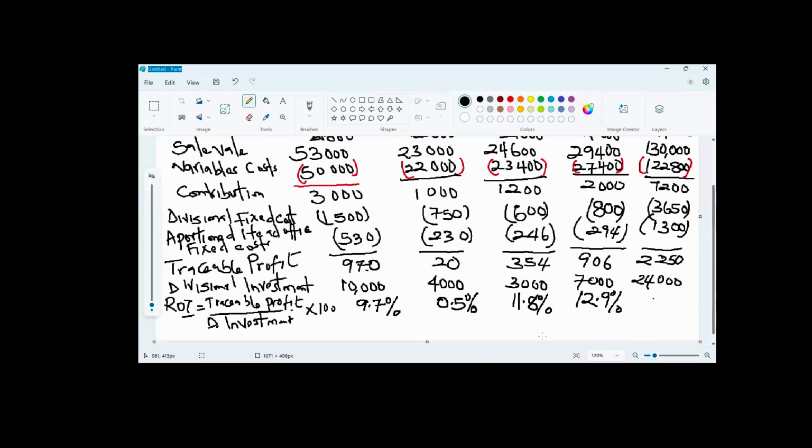For the company as a whole, what is the percent? 9.38%. Approximately 9.4%. We have calculated return on investment.